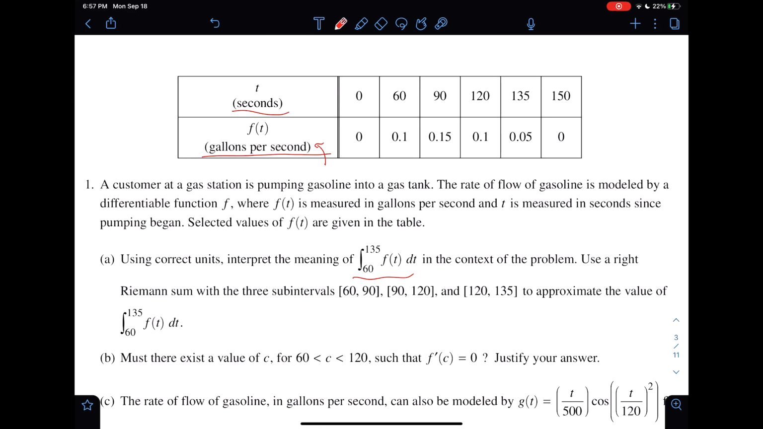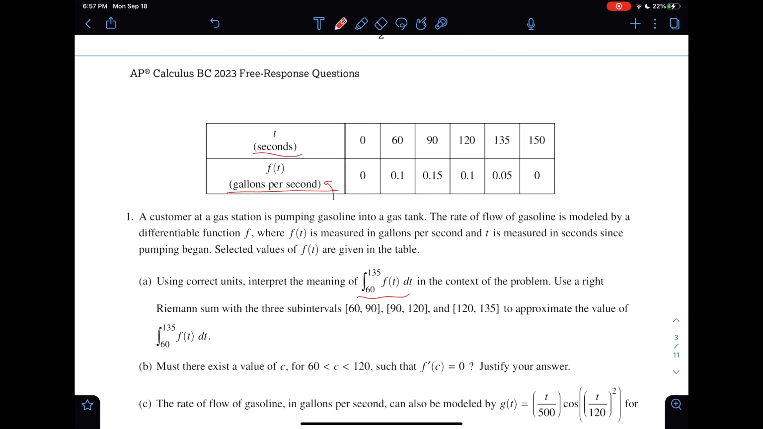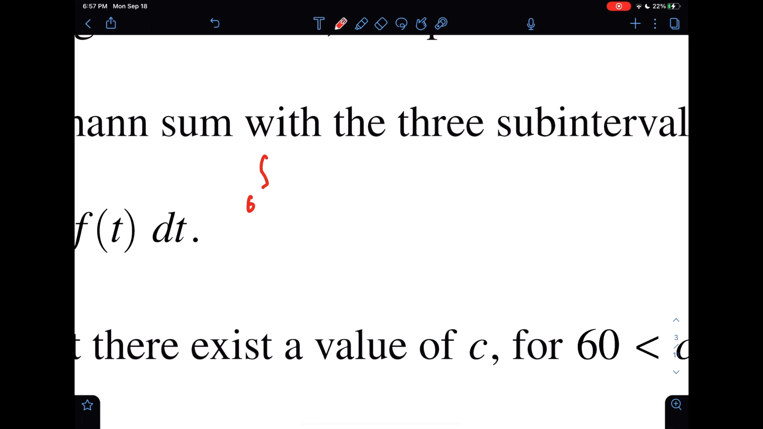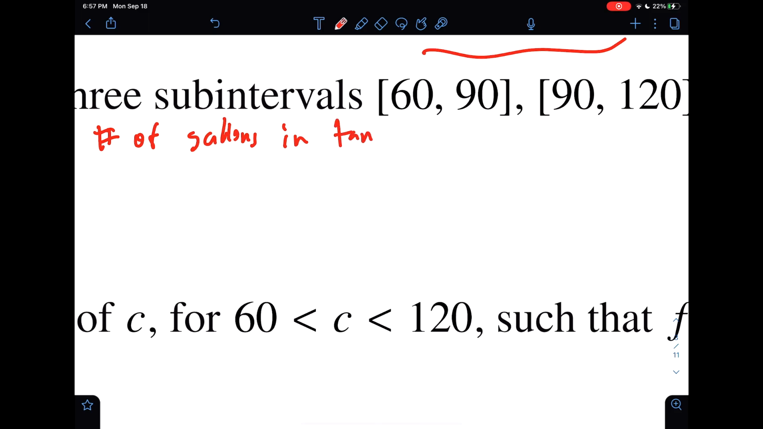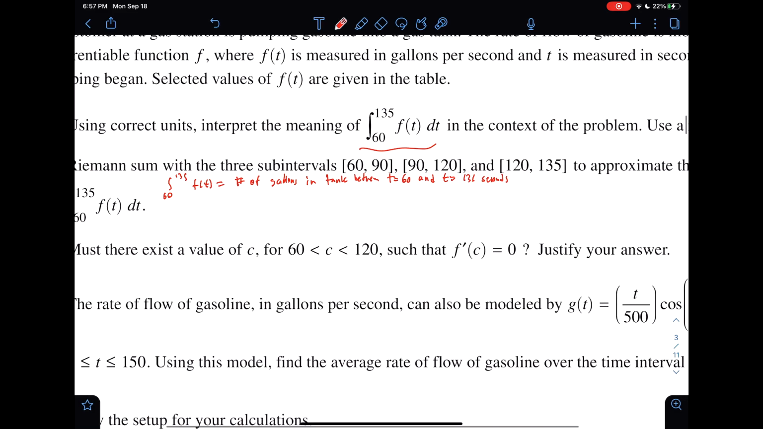So if you're finding the integral of all of this data and it's giving you gallons per second and seconds, the integral would be the change in the amount of all of this. So what you would write here is the integral from 60 to 135 of f of t is equal to the number of gallons in the gas tank between t equals 60 and t equals 135 seconds. Okay, that's the first part of the problem.